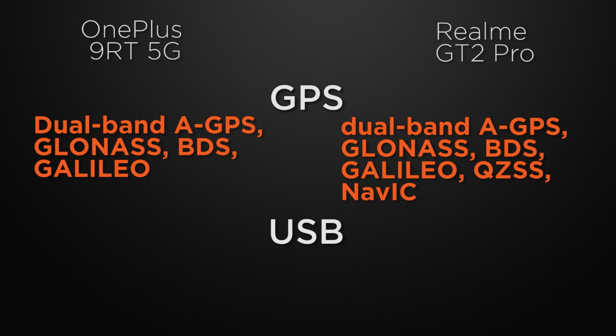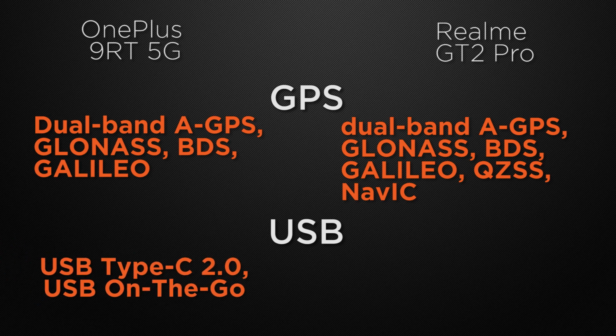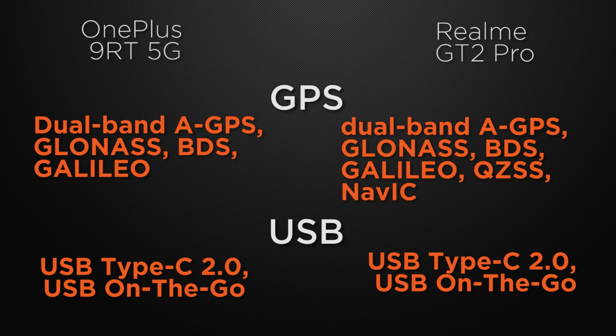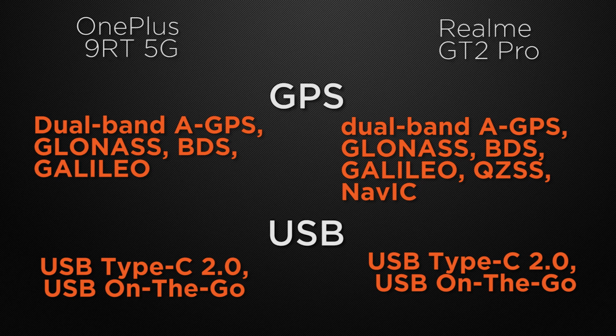And about the USB connectivity of the devices, 9RT have 2nd gen of Type-C connector with OTG support, whereas GT2 Pro have 2nd gen of Type-C connector with OTG support, so it's a tie.